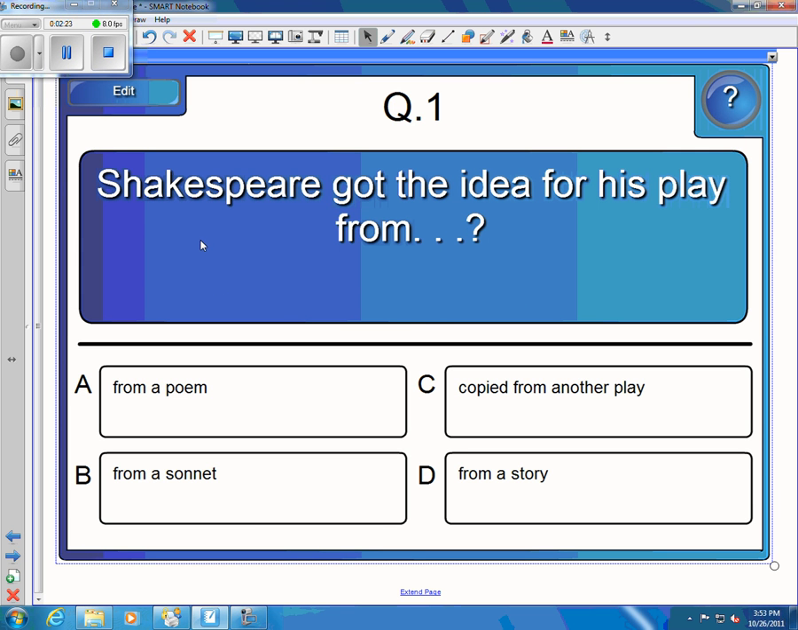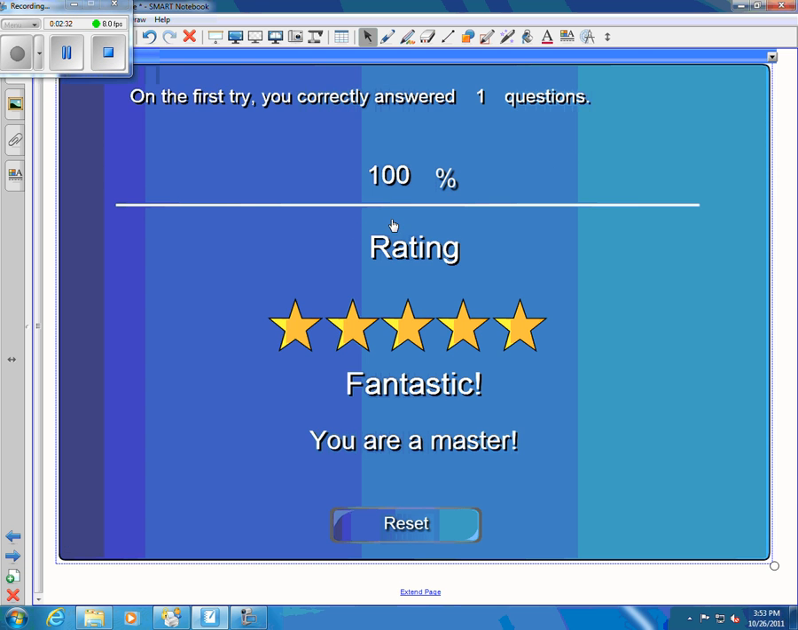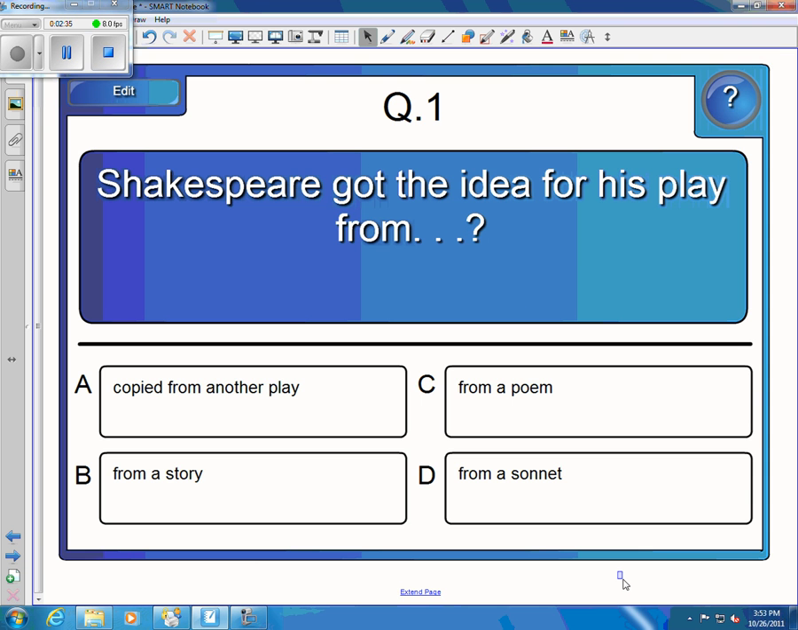All right, time for another quiz. Shakespeare got the idea for his play from a poem, a sonnet, another play, or a story. From a poem. Good job.